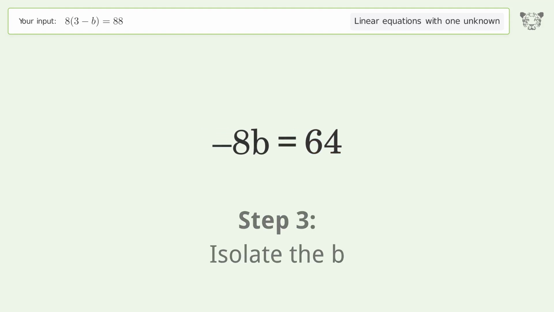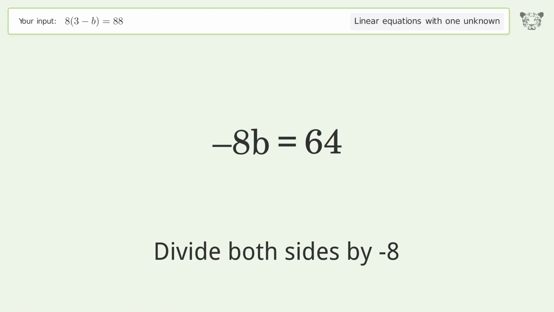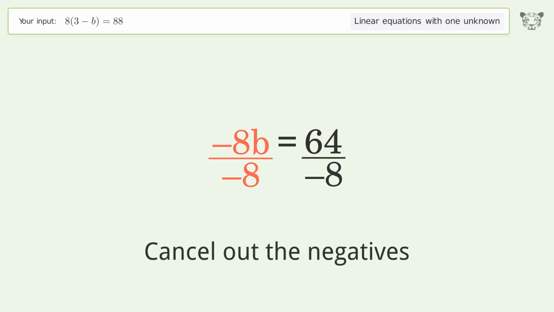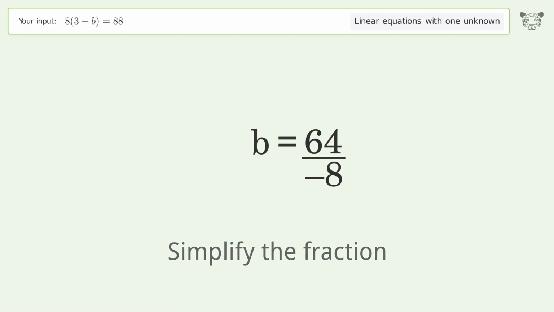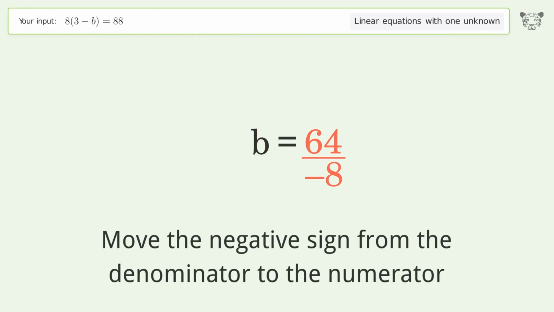Isolate the b. Divide both sides by -8. Cancel out the negatives. Simplify the fraction. Move the negative sign from the denominator to the numerator.